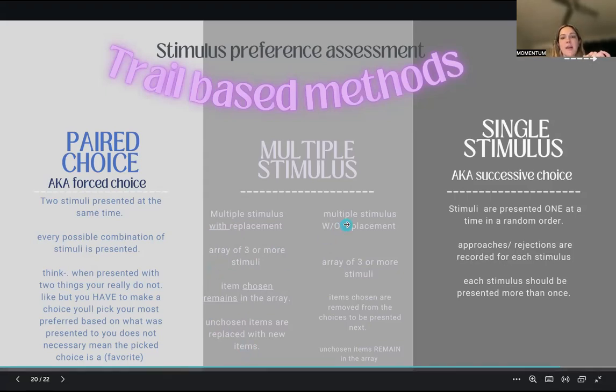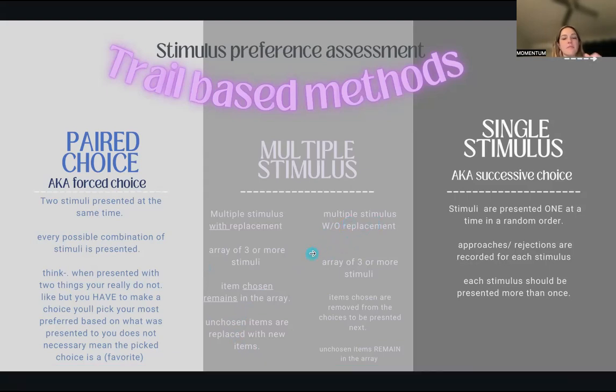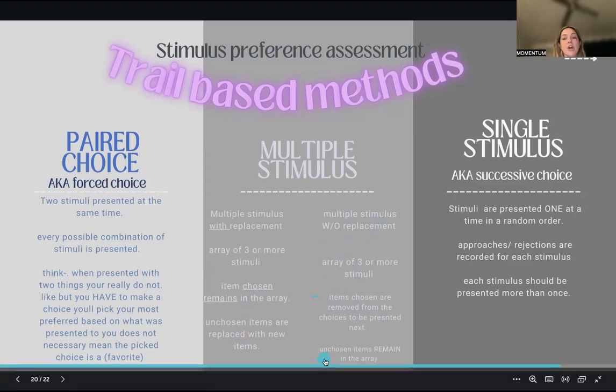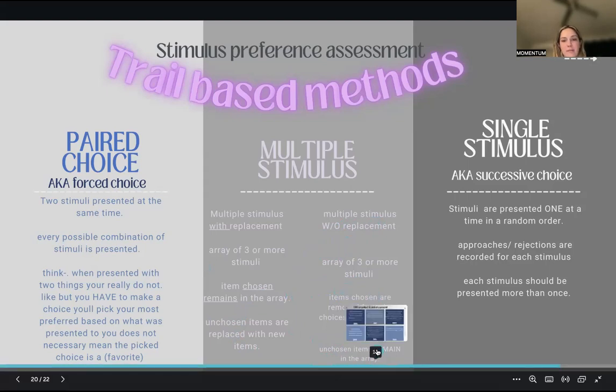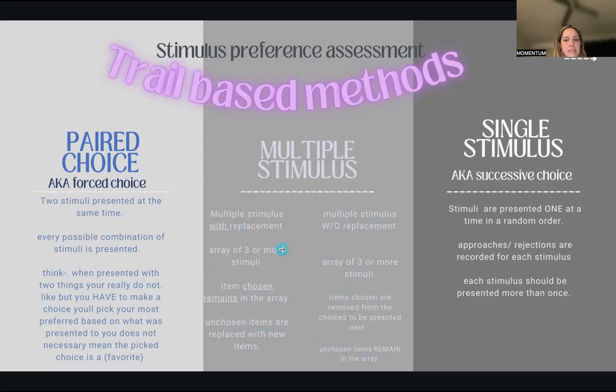Yes. And then multiple stimulus without replacement, same, an array of 3 or more stimuli. Items chosen are removed from the choices to be presented next, and then unchosen items remain in the array. So unchosen items remain in without replacement; unchosen items are replaced with replacement. Make sense? Yes, I hope so. Thank you for the thumbs up.